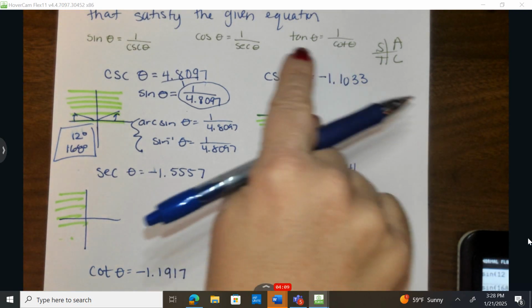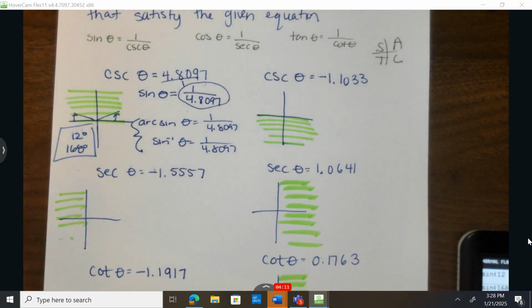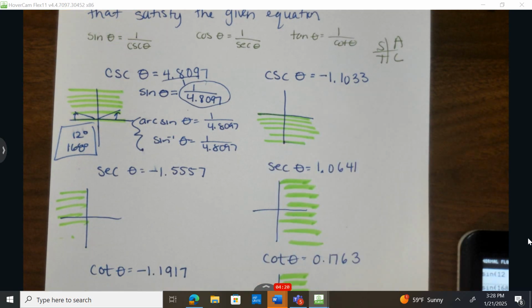I would like you to try the second example. Press pause on the video, go ahead and complete it, and then come back to the video when you are done. All right, hopefully you're back with me.